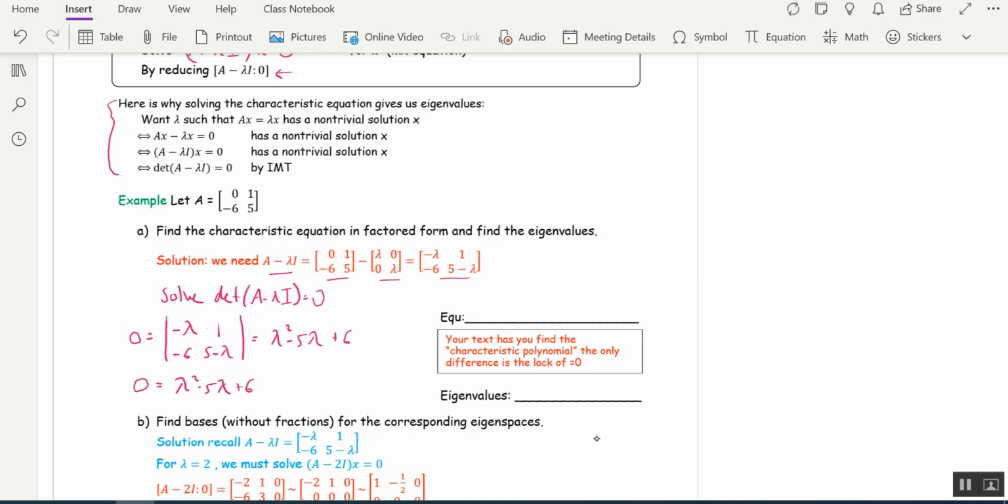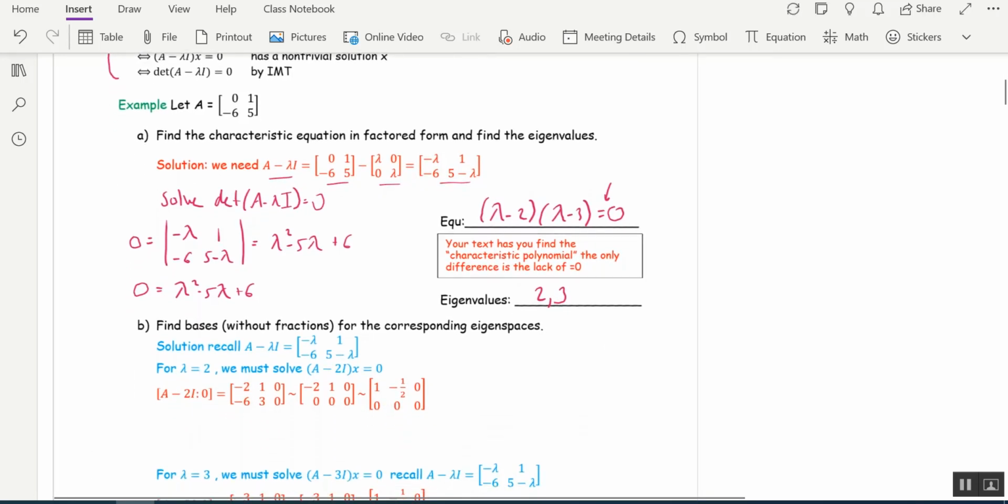I want that in factored form, so I'm going to write lambda minus 2, lambda minus 3 equals 0. You need the equal 0. Your homework only asks for the characteristic polynomial, which doesn't have the equal 0 part, but I'm going to want the characteristic equation. So our eigenvalues, we can just read off that equation. They're 2 and 3. Okay, how to find a basis for each eigenvalue, and I want a basis without fractions.